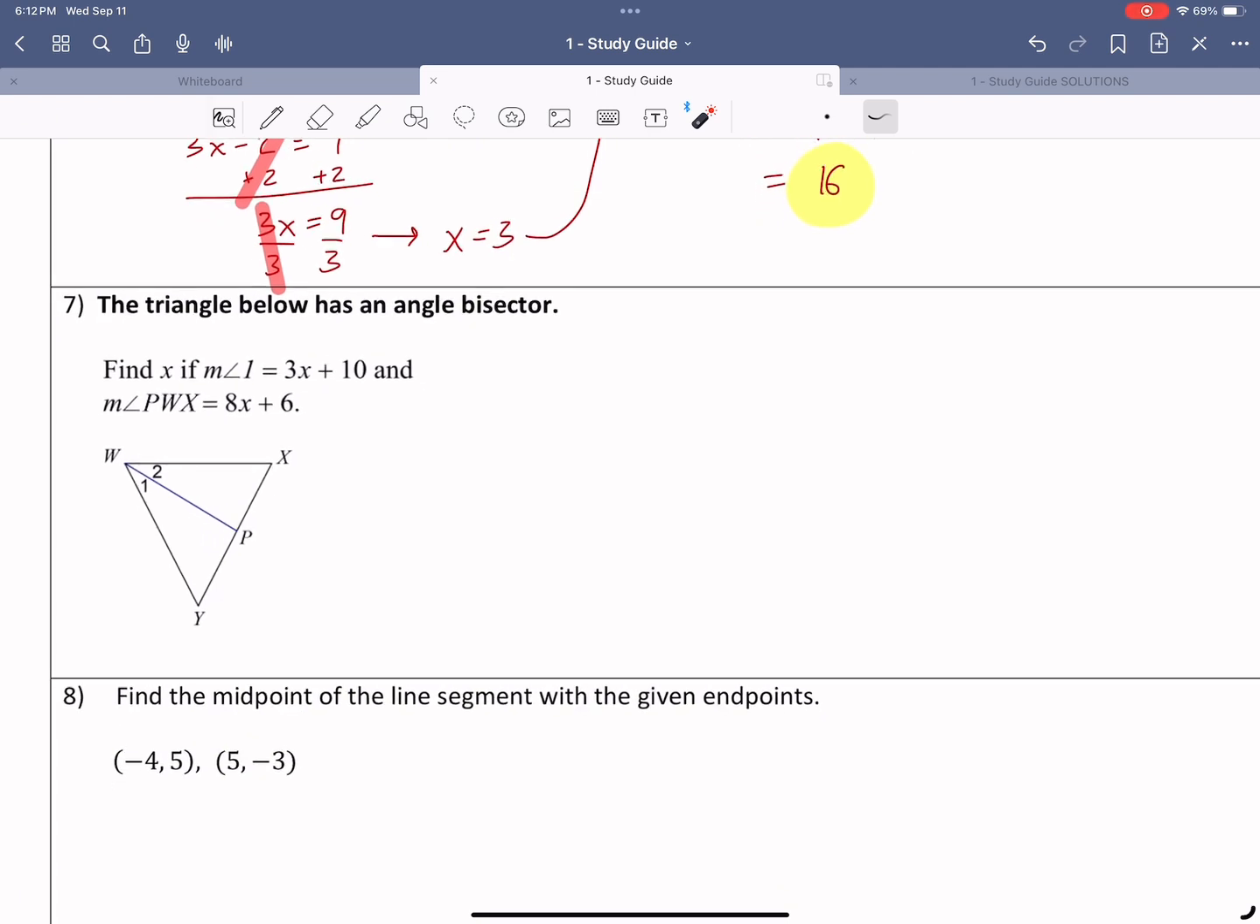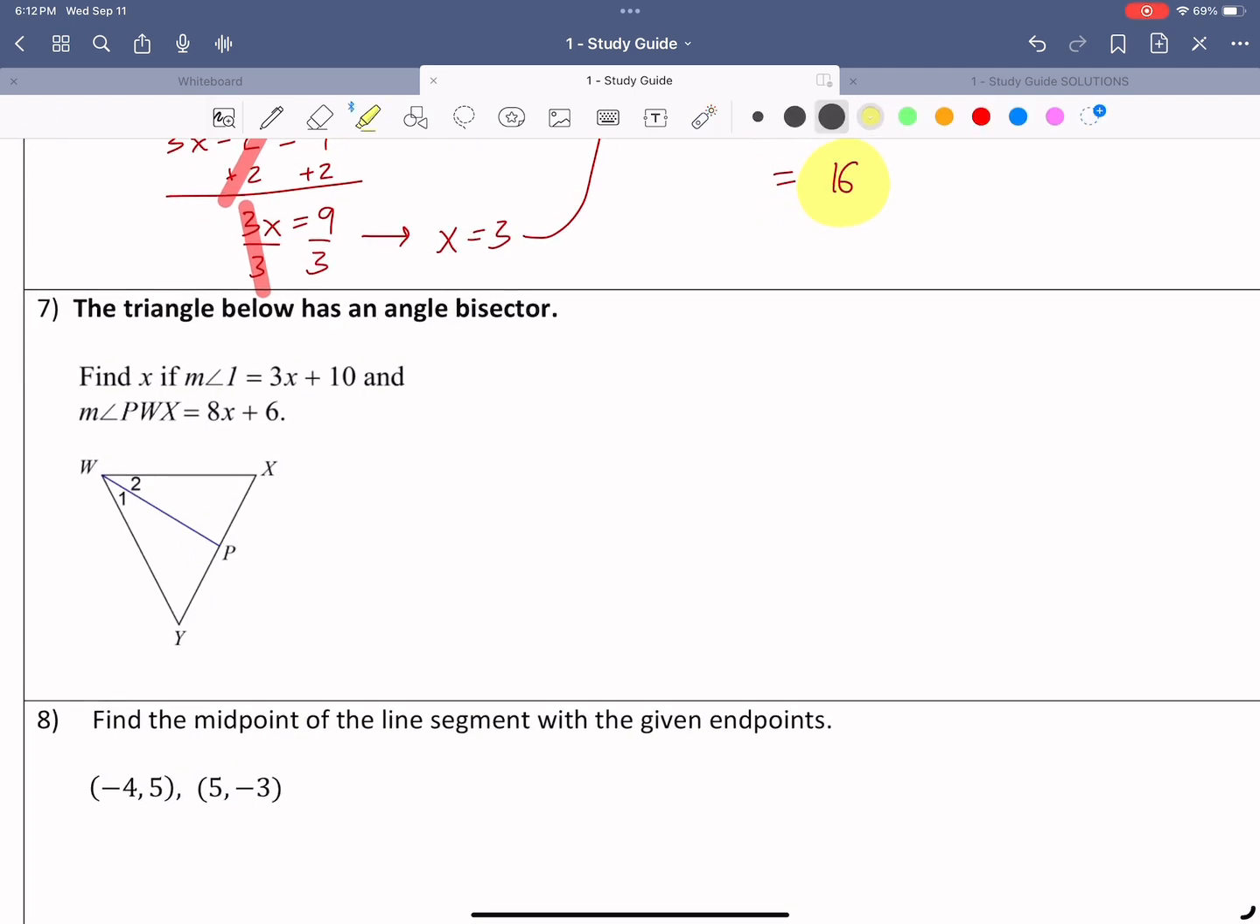Okay, let's look at number 7. A couple things here. We're told that the measure of angle 1 is going to be 3x plus 10. So I'm going to just write that in. This is 3x plus 10. And then this length right here, I'm going to color code it something different. This is going to be PWX, so PWX is going to be 8x plus 6.